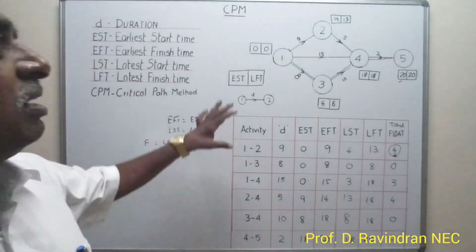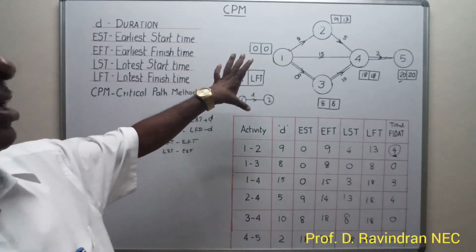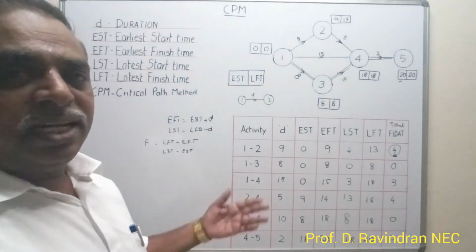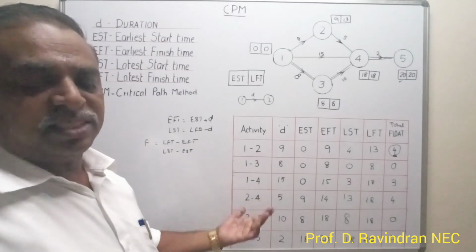So this is how we can find the critical path for a particular network diagram. And we can compute the float also, and the earliest starting time and earliest finishing time of various activities.